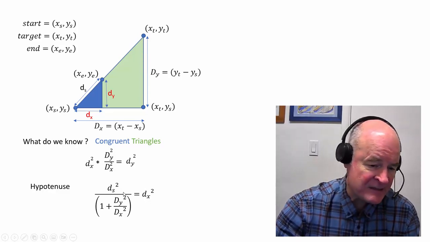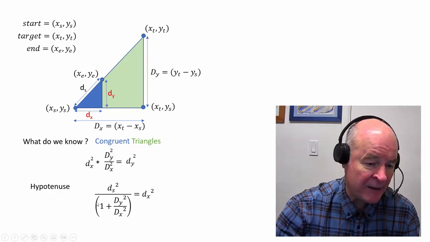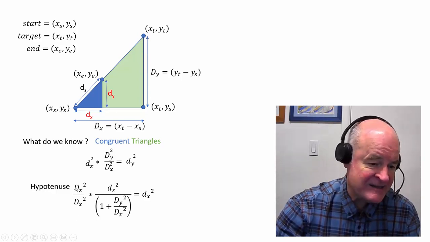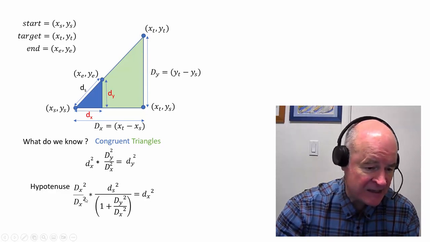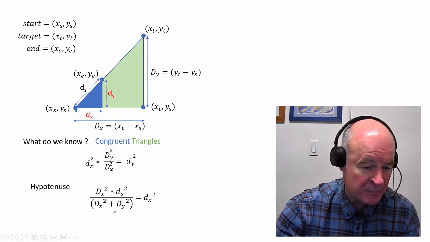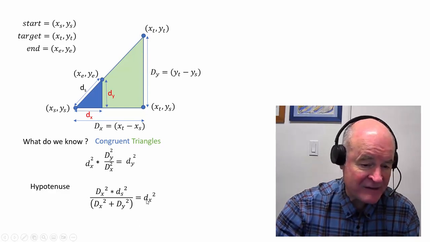Now I can simplify this expression a little bit by multiplying by 1, where 1 is dx squared divided by dx squared. And so what happens is when I take this dx squared and I multiply it into this parentheses, I get a dx squared in the front, and this dx squared and this dx squared cancel. And so I end up with this equation, which is a little simpler, right? So I'm looking for dx.